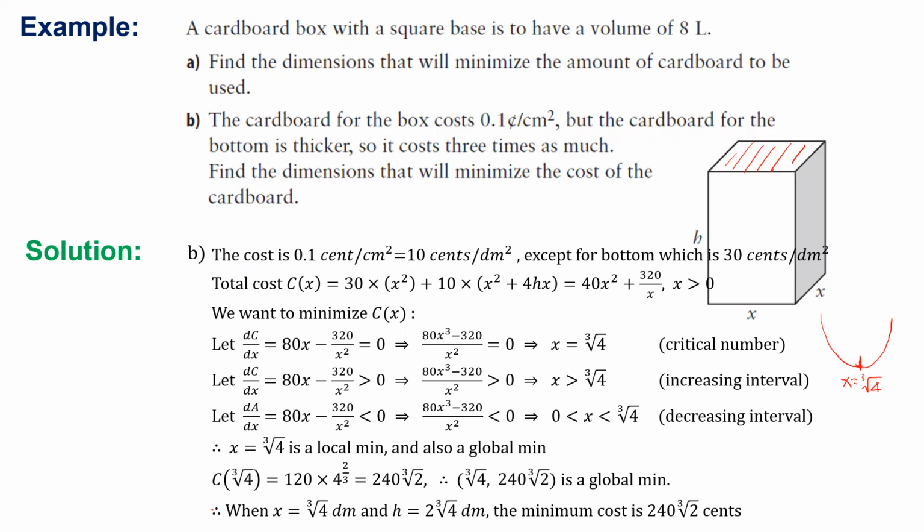Therefore, we can make the conclusion here. When x equals the cubic root of 4 decimeters and h correspondingly equals 2 times the cubic root of 4 decimeters, then the minimum cost is 240 times the cubic root of 2 cents per box.